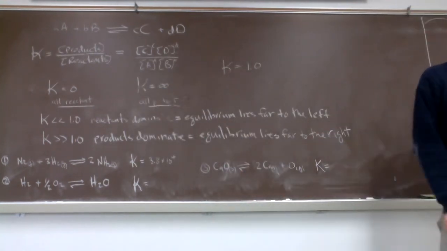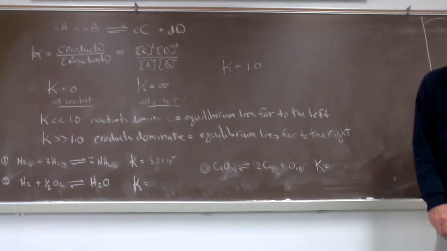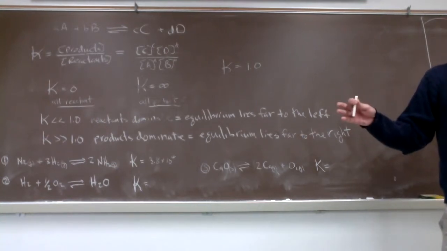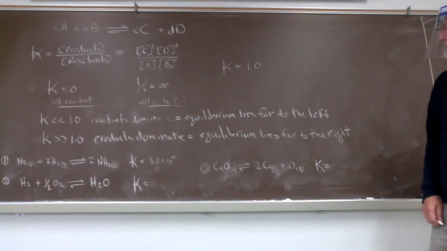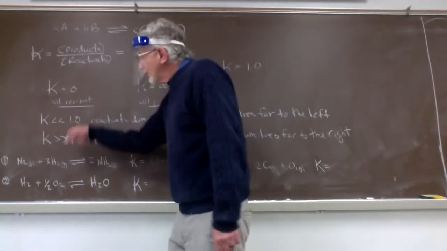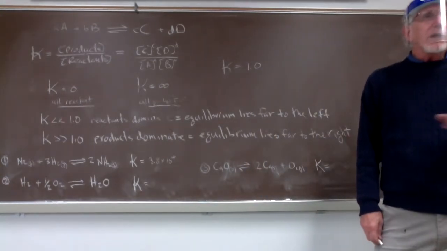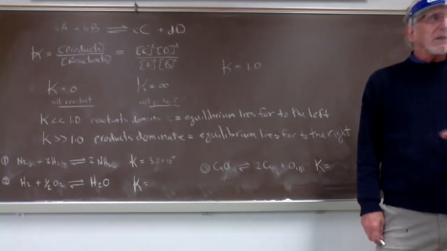I've never seen a chemical reaction that has an equilibrium constant of 1. Could be, I'm sure there is one somewhere, I just haven't seen one. But anyway, what if K is much, much less than 1.0? What does that say about the system, the chemical reaction at equilibrium?